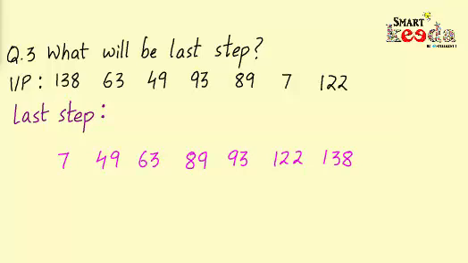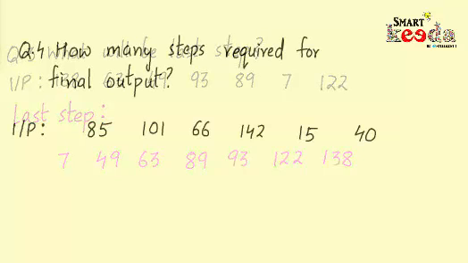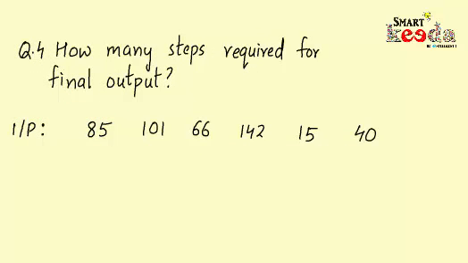Now let's take the fourth kind of question, which is also based on the same pattern of rearrangement as that of the initial example. In this question we are asked how many steps will be required for the final output, and the input is given as 85, 101, 66, 142, 15 and 40. For the first step, we need to take the smallest number, that is 15, remove it from this position and place it at the starting position of the series. This is our first step.